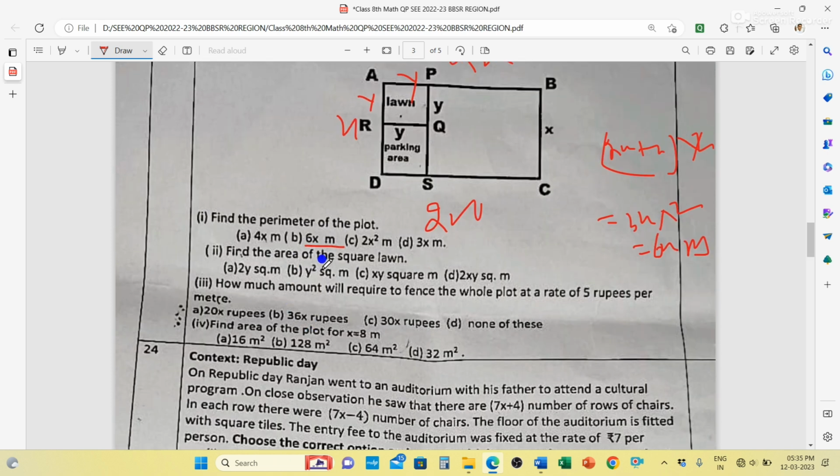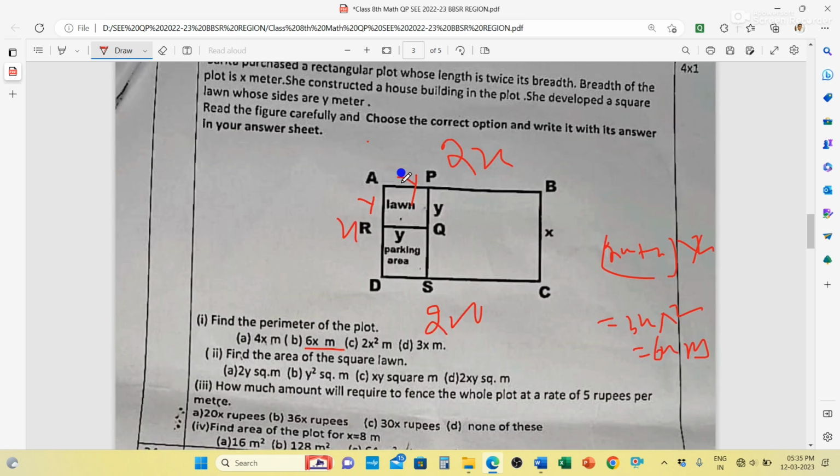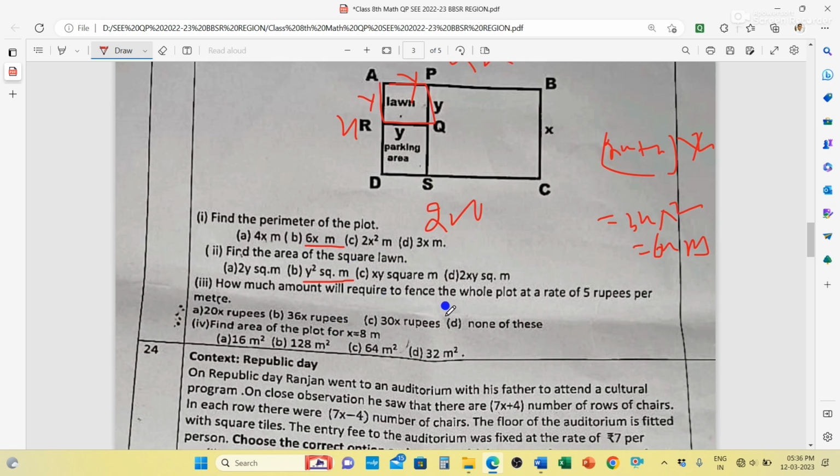Then find the area of the square lawn. The square lawn is having sides of y. This is a square. So area of square equals length multiplied by length. That means y into y. That will be y square. y square square meters.